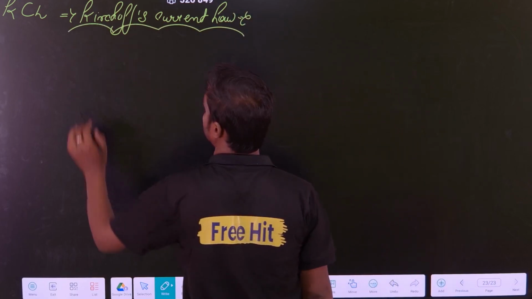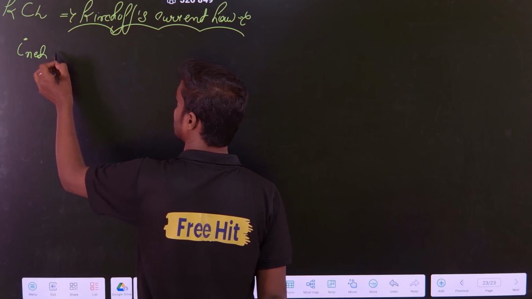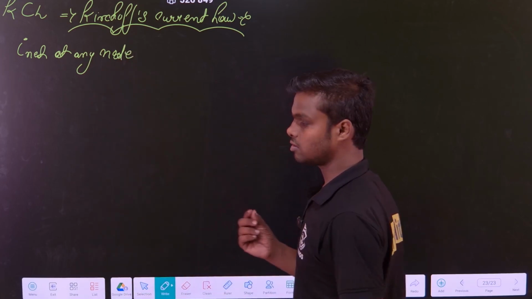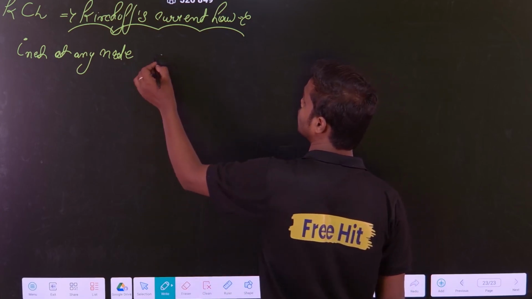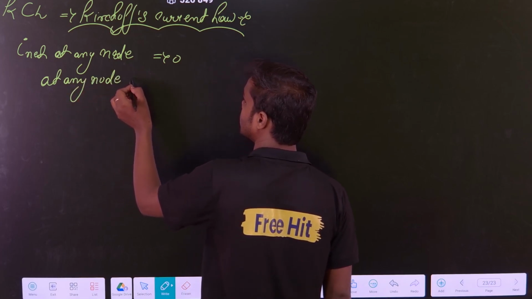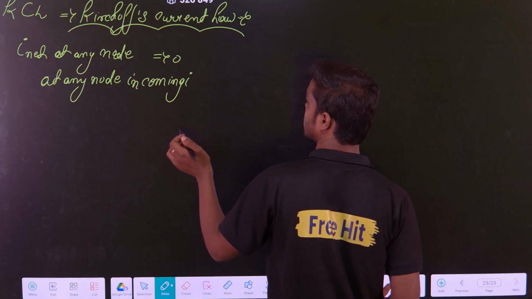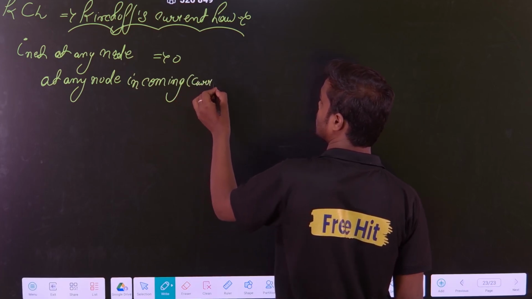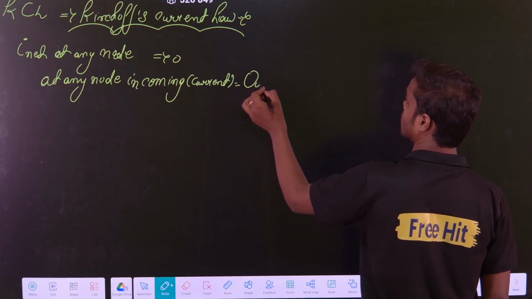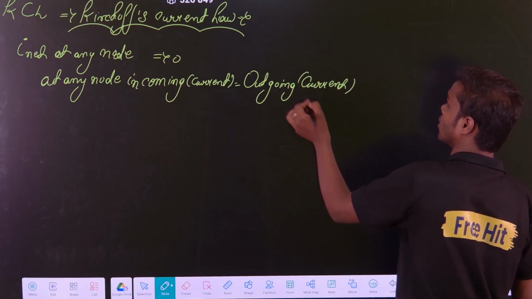What is Kirchhoff's current law? Basically, Kirchhoff says that the total I net at any node is equal to 0, or you can say at any node, incoming current is equal to outgoing current. Node means a point where we have more than two terminals.